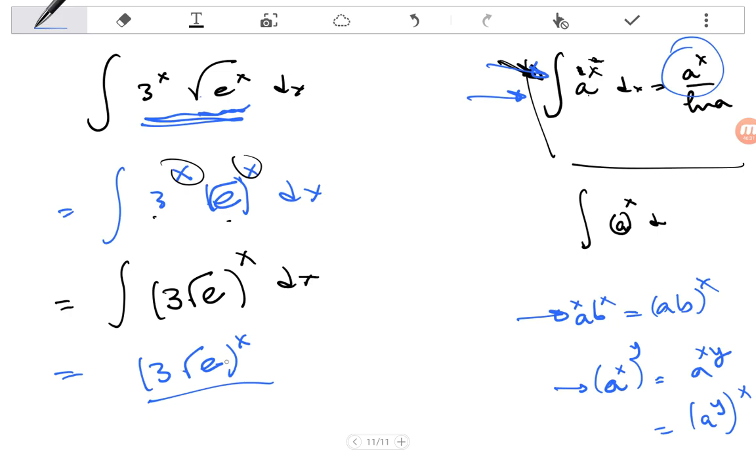Then I divide by ln of that number. Then it will be ln 3 root e, like this, plus c. Okay?